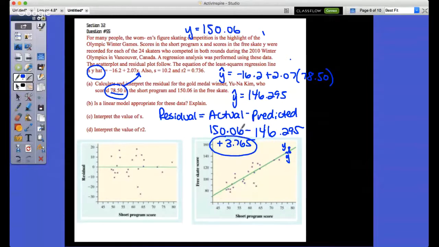So we calculated the residual. Now, what does this mean? How do we interpret this? Well, we would say that when, and this is how I would write it, let's put context for the whole thing so we start it off right, okay?